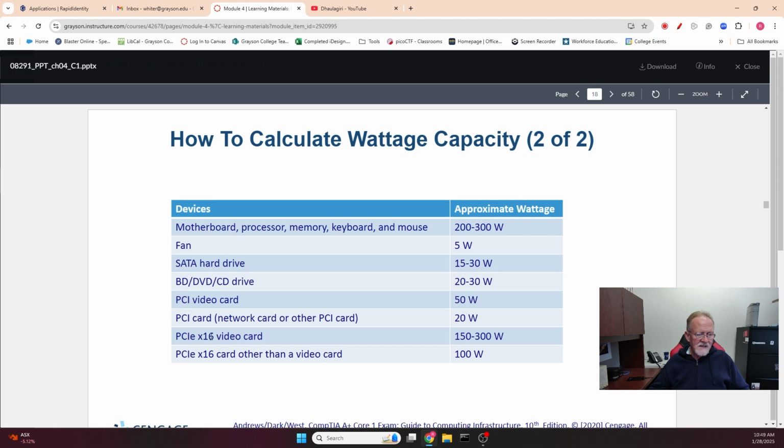If you've got a PCIe video card, this is going to be more like a gaming video card, and you're going to have 150 to 300 watts. And then any other PCIe card is going to be at least 100 watts. So you'll add that up, 305, 335, 365, 415, 425, 725, 825. So you've got 825 watts required.